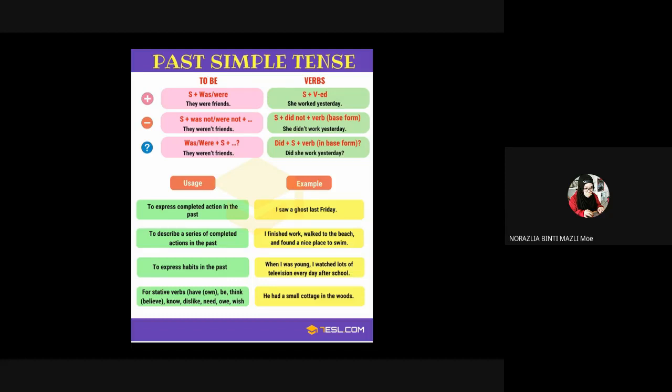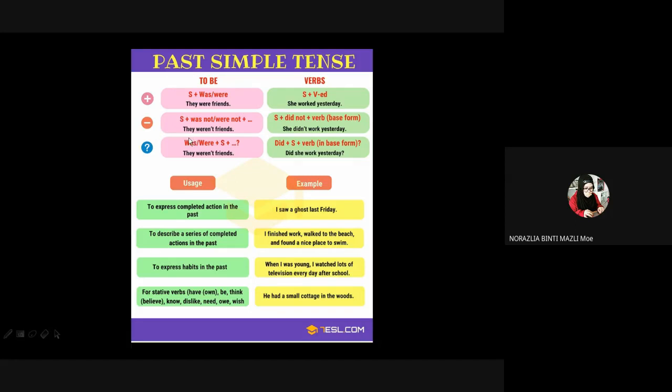Okay, but then you have to make sure for the negative for action verb, when we use did not, sama juga macam when we use do or does, okay, we have to make sure we use a verb in the base form. Apa maksud base form pula ni? Okay, maksudnya we don't have to add ed or s. We use the root word, work, without any addition of ed or s. Okay, tu yang negative lah.